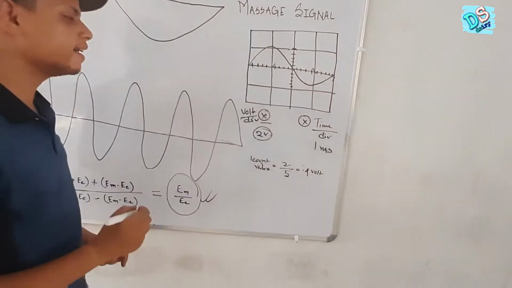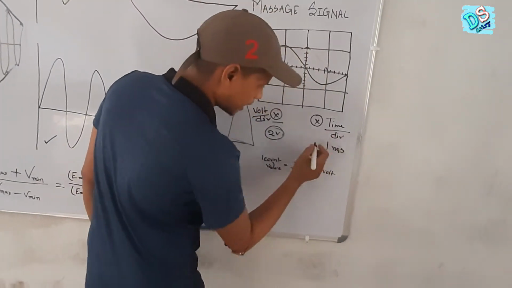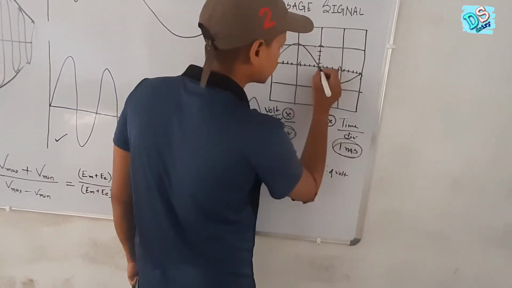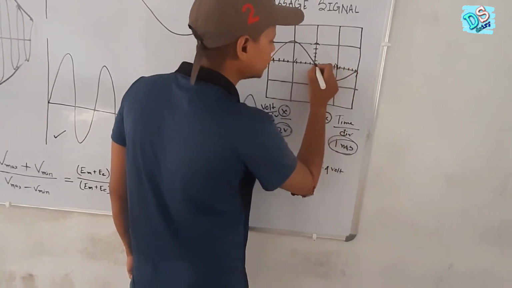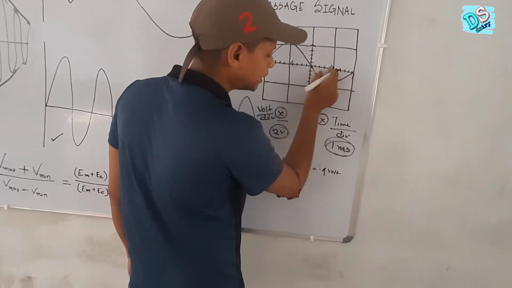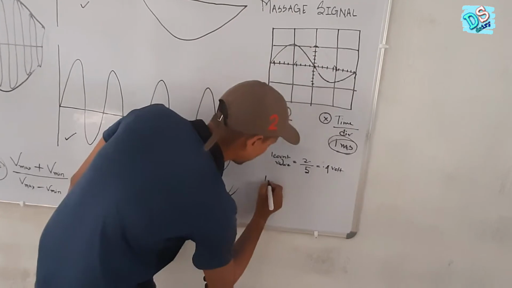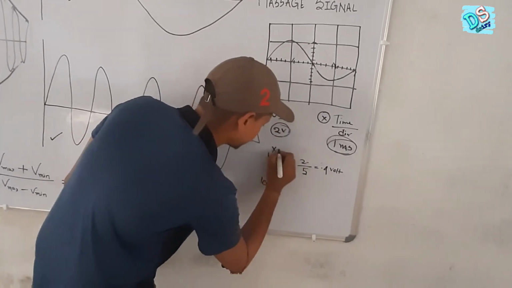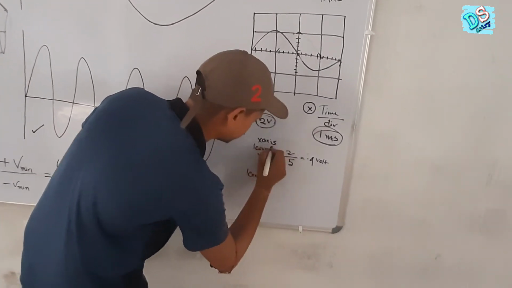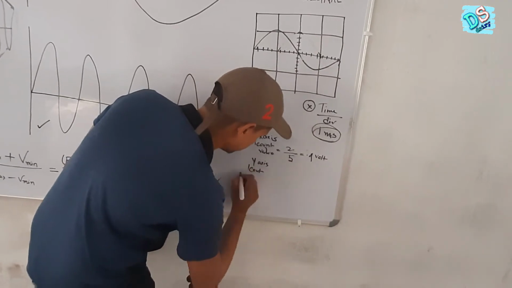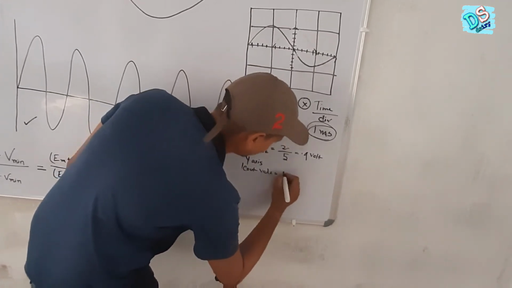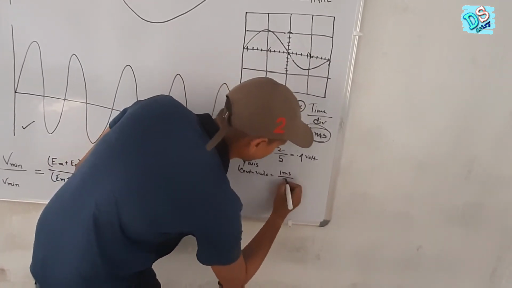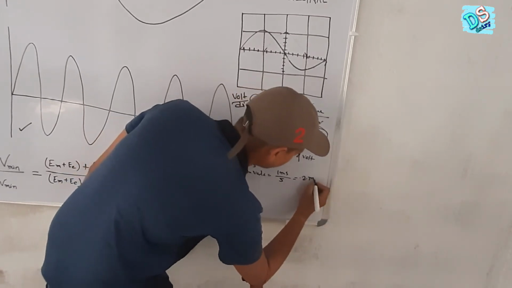Suppose this is our signal, and I have fixed this here as 1 millisecond. From here to here, 5 counts equal 1 millisecond, so 1 count equals 1 millisecond divided by 5, which is 0.2 millisecond. This is the x-axis, and this is the y-axis.